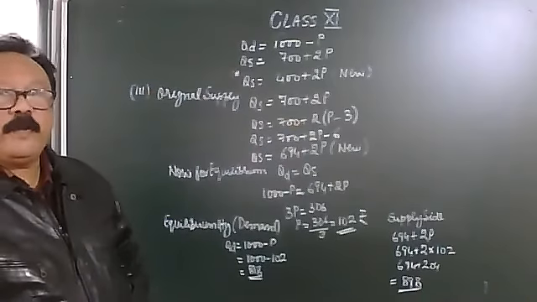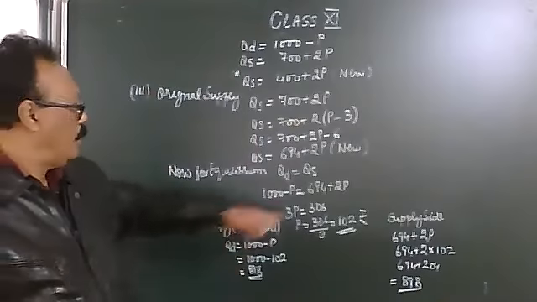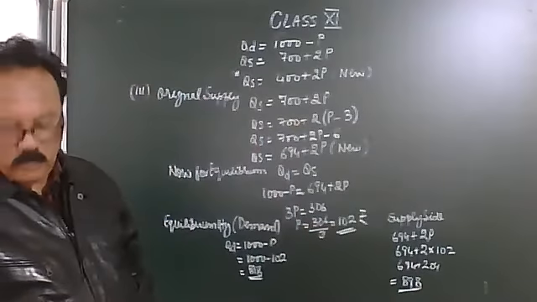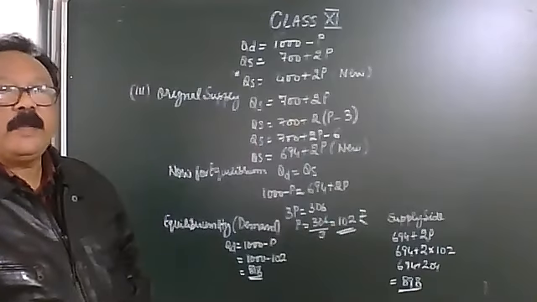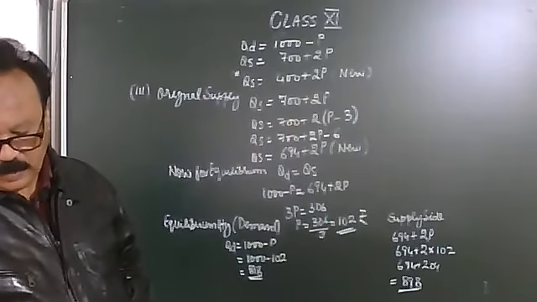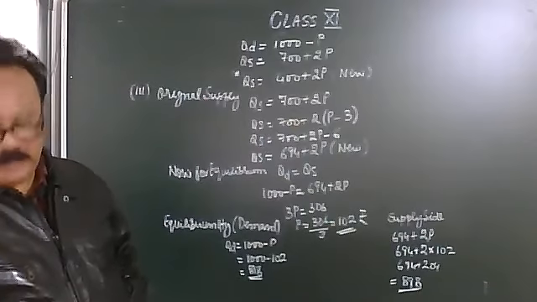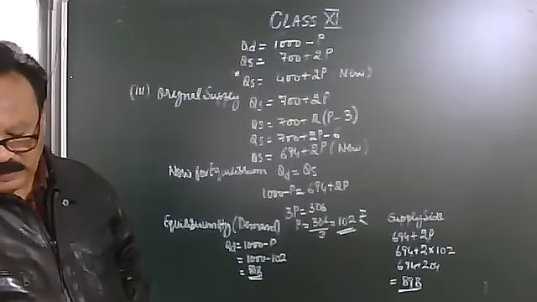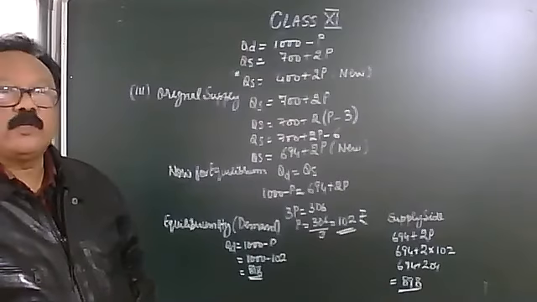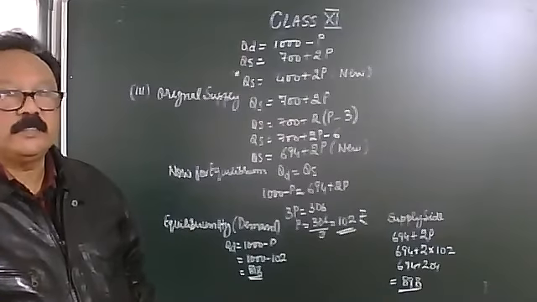So the new equilibrium price is how much? 102. And the new equilibrium quantity is how much? 898 units. So when the equilibrium price increases, what happens to the quantity? It decreases.